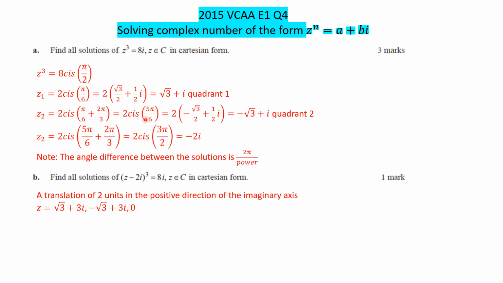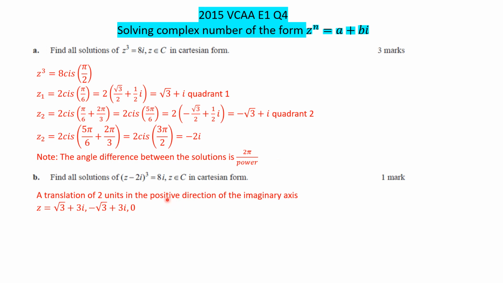Now this one is in the second quadrant. Keep that in mind. So your real part is negative and your imaginary part positive. For the last solution, you keep adding. You add the angle 2 pi on 3 to the angle you previously found. And this one is just on the imaginary axis.